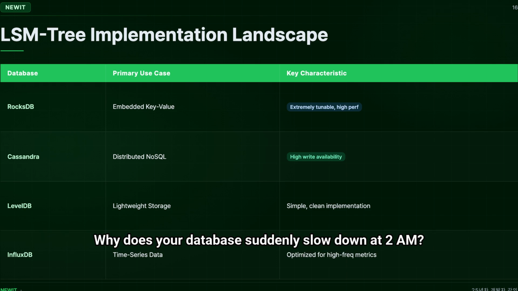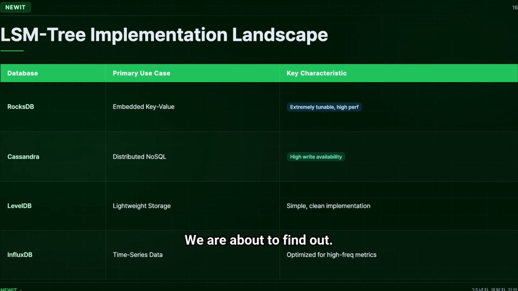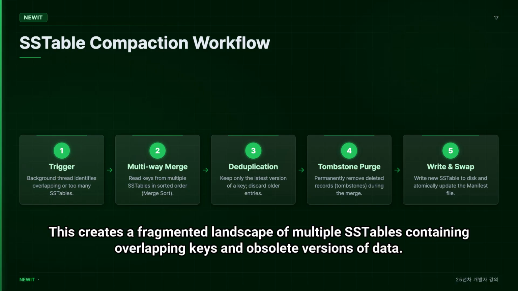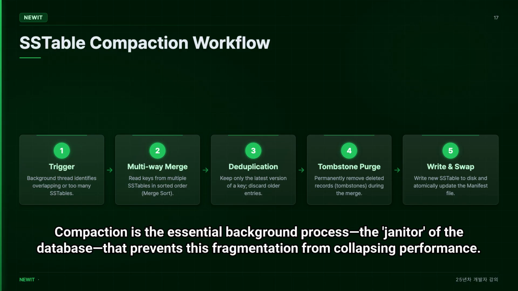Why does your database suddenly slow down at 2 a.m.? We are about to find out. In the world of LSM trees, we never update data in place. We only append. This creates a fragmented landscape of multiple SSTables containing overlapping keys and obsolete versions of data. Compaction is the essential background process, the janitor of the database that prevents this fragmentation from collapsing performance.